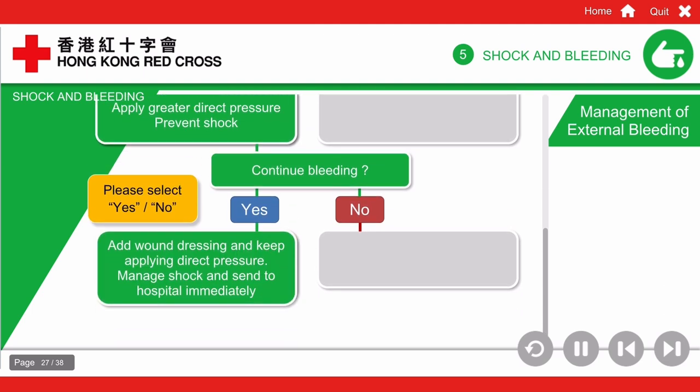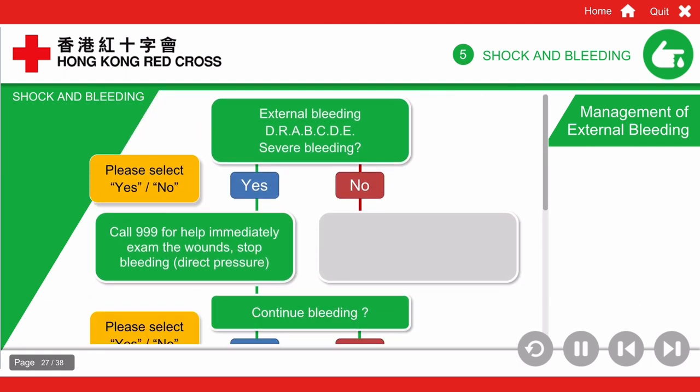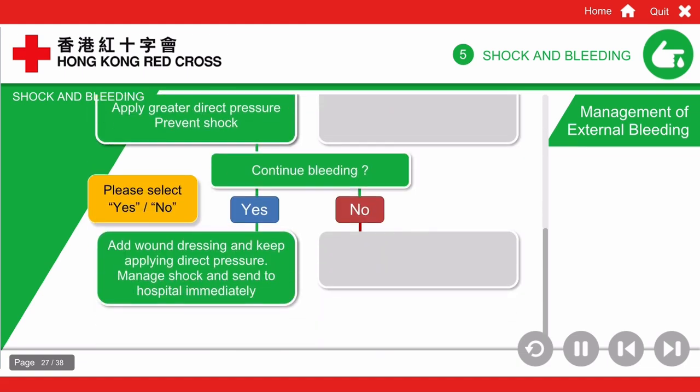But if bleeding still continues by then, you should add wound dressing and keep applying direct pressure. The victim is likely to suffer from shock in this case. Therefore, you should prepare to manage shock and send the victim to hospital as soon as possible.